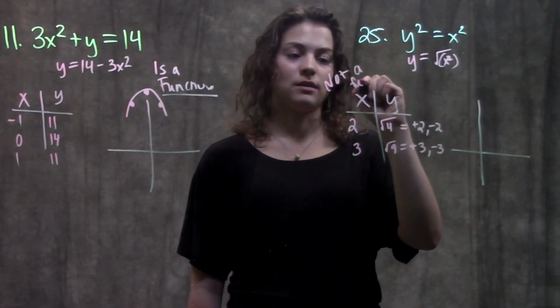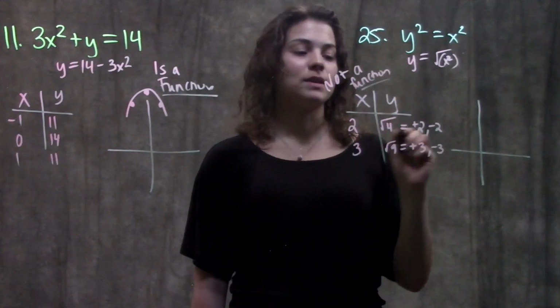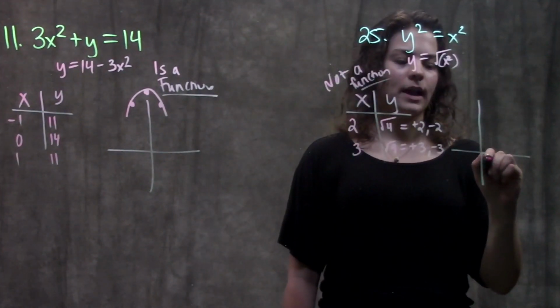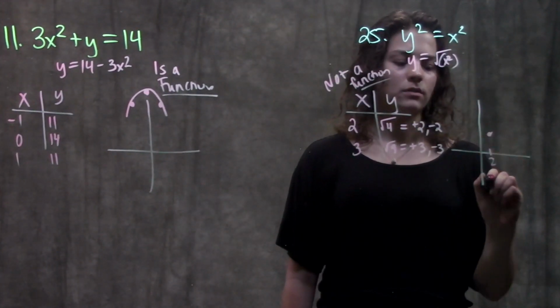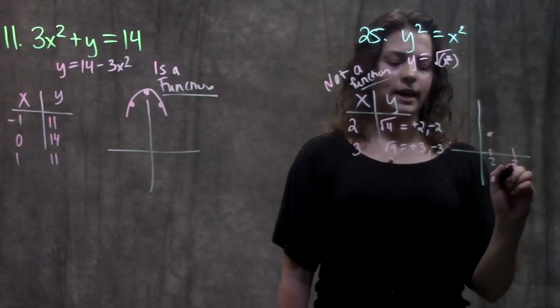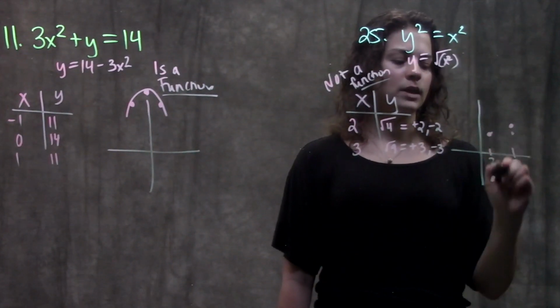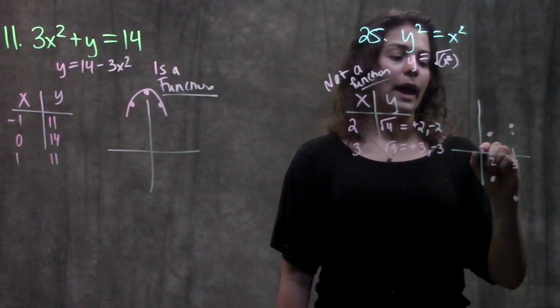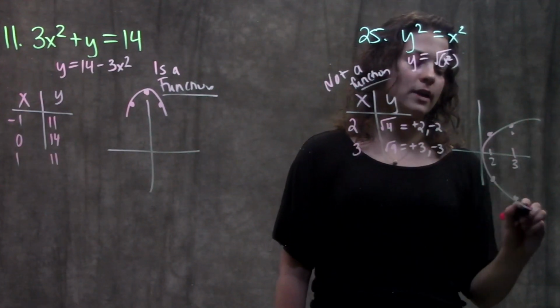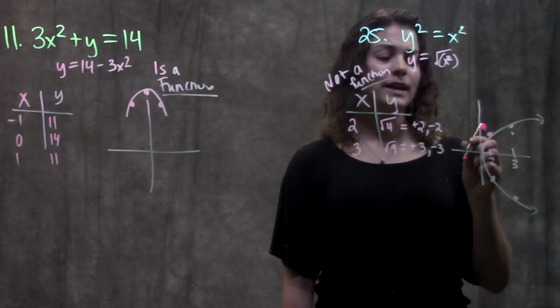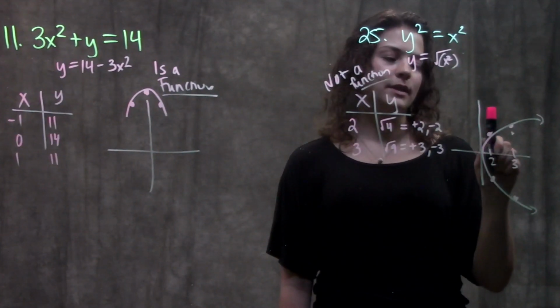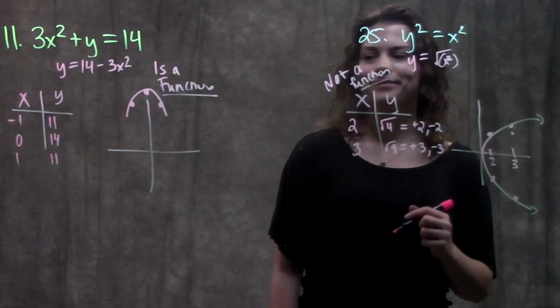And what this might look like on a graph is, here at x equals 2, I have both +2 and -2. Here at x equals 3, I have both +3 and -3. And this will continue on for every x value that I plug in. And I see, going back to my vertical line test, this does not pass that test.